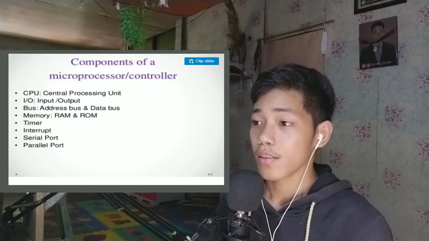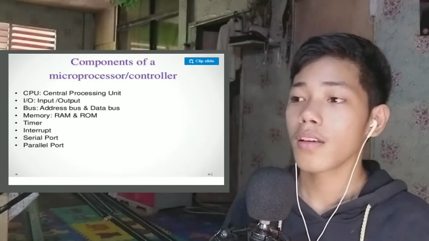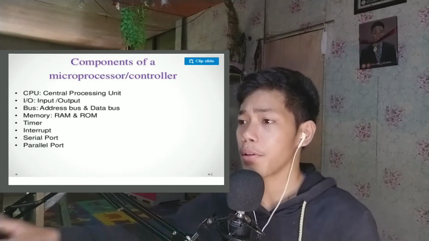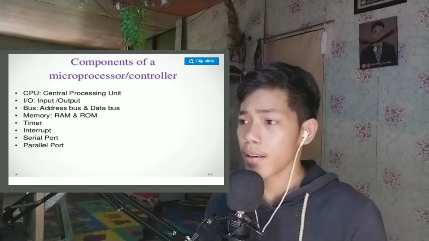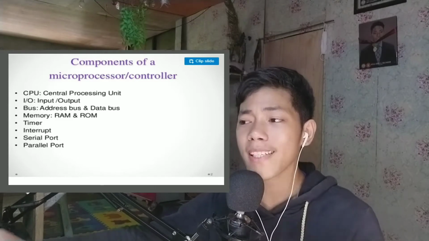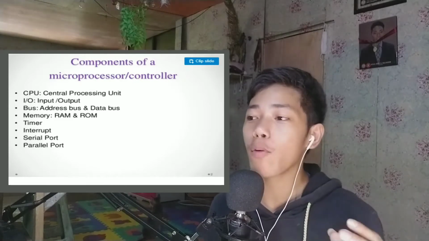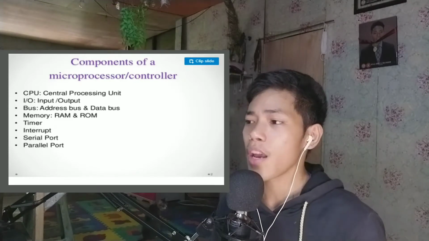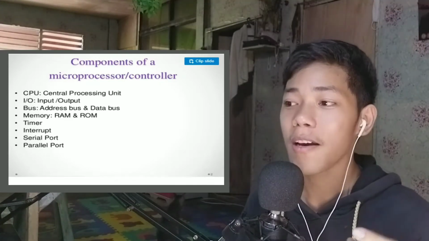Speaking of the microprocessor or the microcontroller, we also have some components of it. As we can see, the CPU or central processing unit is one of the components of the microprocessor or the microcontroller. Then the input-output, the address bus, and the data bus. It has been said that the address bus is used to specify a physical address in the memory, while the data bus is used to transmit data among components in both directions. Therefore, the address bus is unidirectional while the data bus is bidirectional.